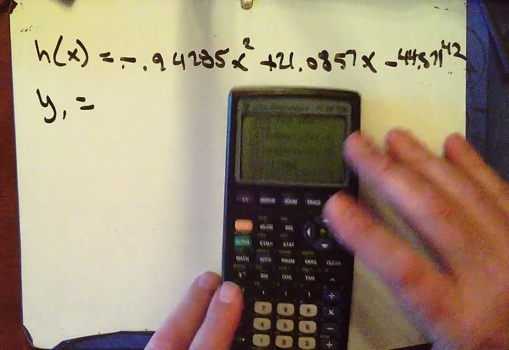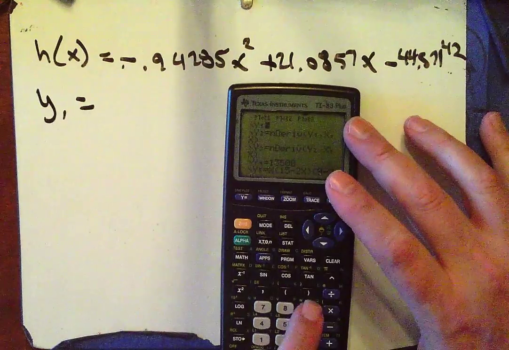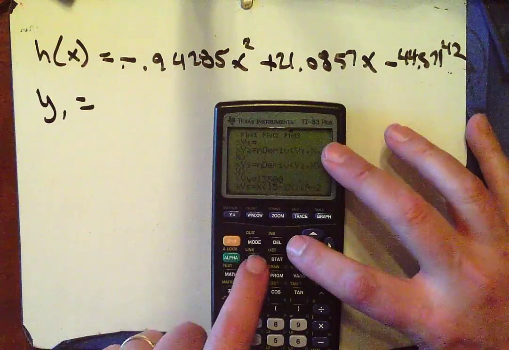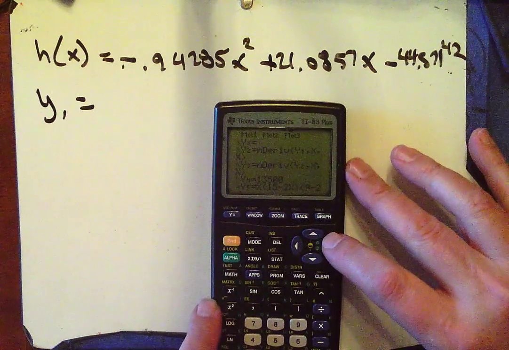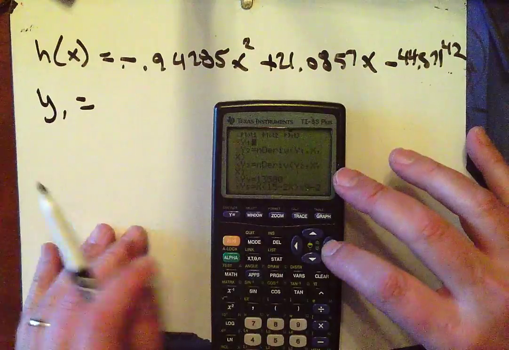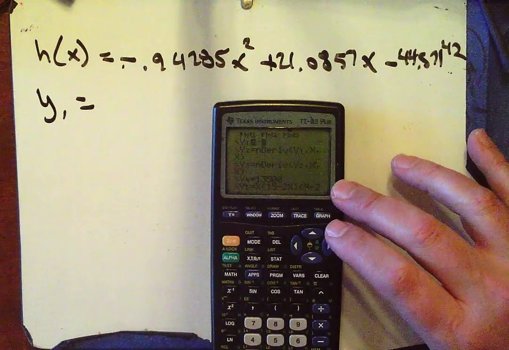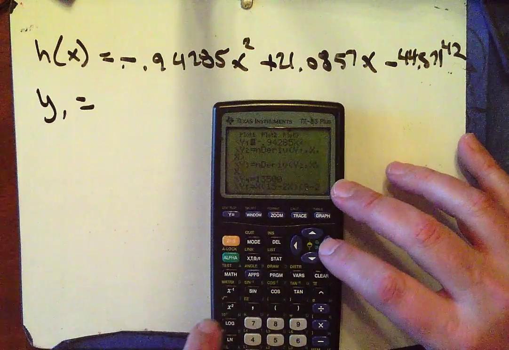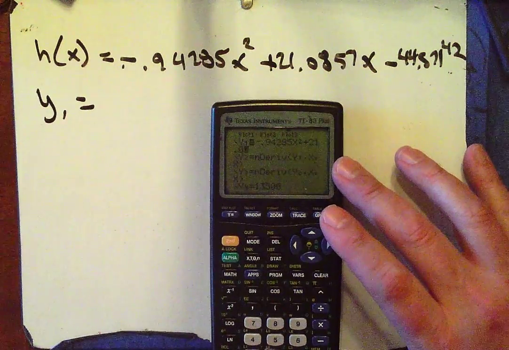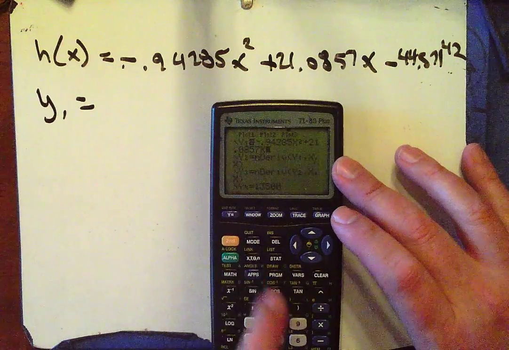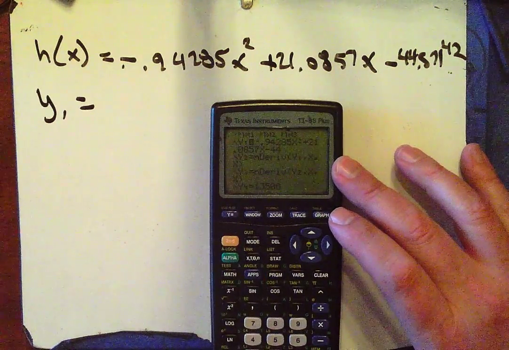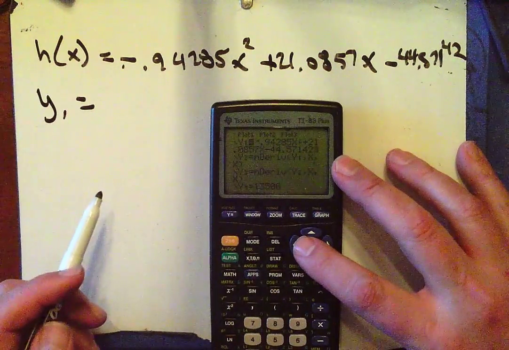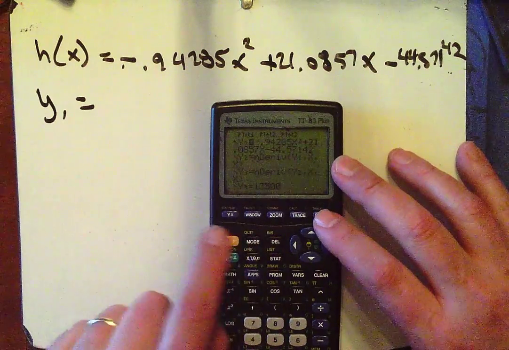So I've got negative 0.94285 x squared. Is it there? No, nothing's there. Oh my goodness. Negative 0.94285 x squared plus 21.0857 x minus 44.57142. Good.